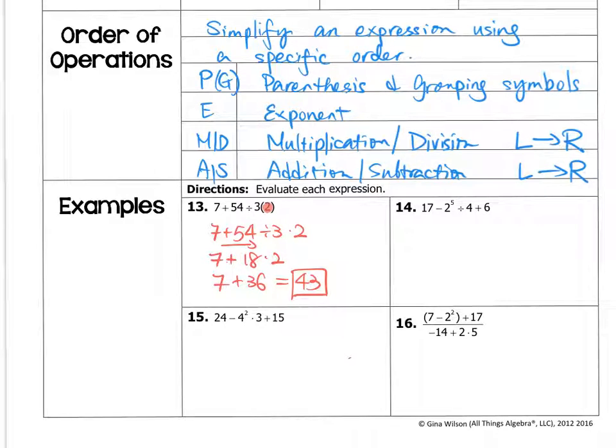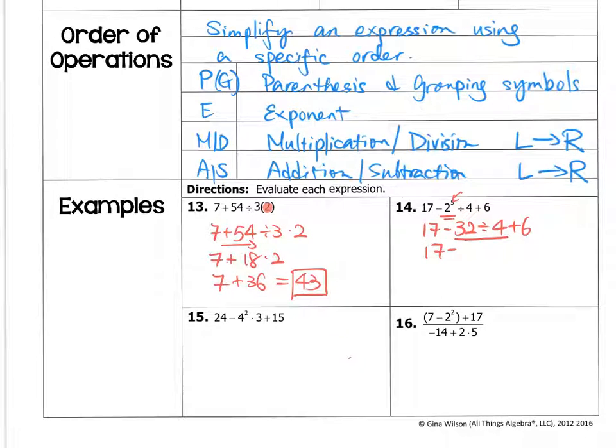Let's look at the number 14. In this case, I don't have a parentheses, so I have to start with this power, the exponent first. So I'm not touching 17, I'm not touching the subtraction. 2 raised to the 5th power is 32, and then I keep the rest the same. Notice I only took care of the exponent. So next I have to look for multiplication or division from left to right. Whatever I don't have, I keep it.